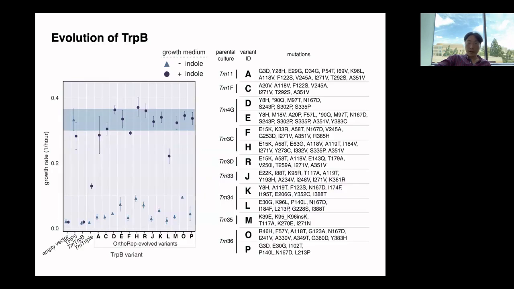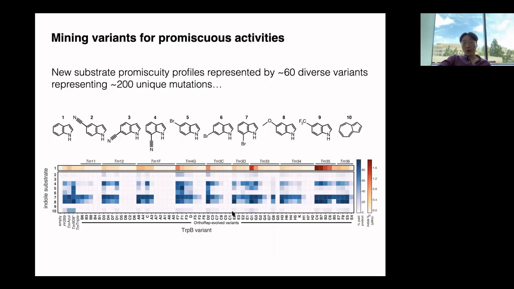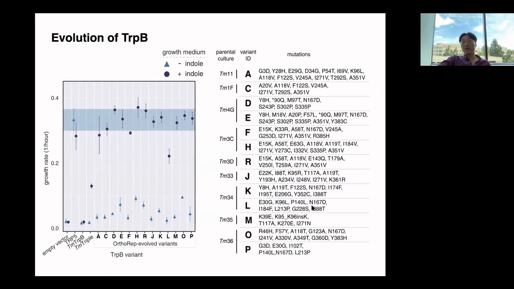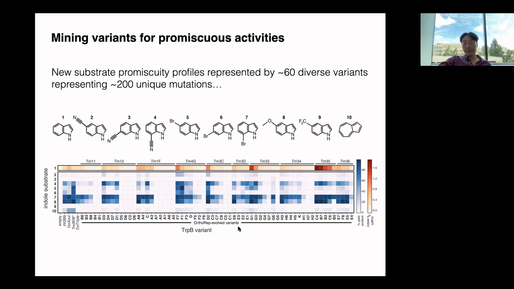I showed about 12 variants here, but I'm showing a lot more here because these were 12 individual replicates of the experiment. But within each replicate, you also expect some diversity around the consensus sequence. And so when we basically take, say, about 5 clones from each of our 12 replicates, we get 60 different TrpB variants. And these are all distinct in terms of sequence. They contain 200 unique mutations across the board.